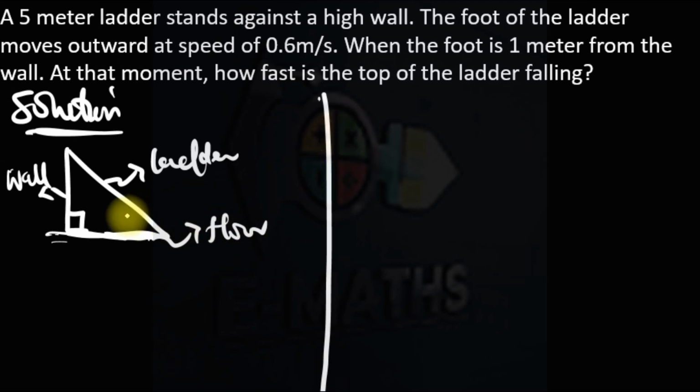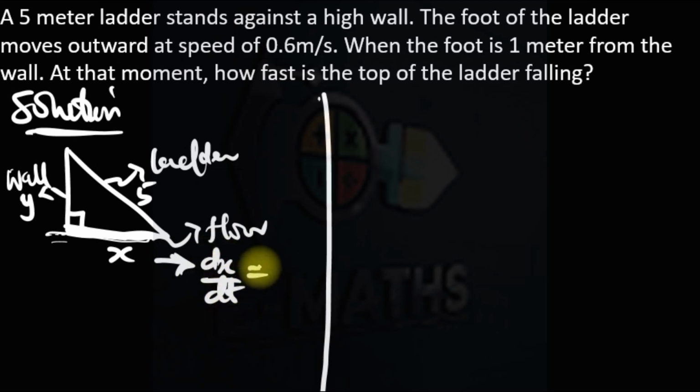So at a particular moment, they give us the length of the ladder, which is 5. We don't know the length of this floor, so let's call it X. And we don't know the length of the wall, let's call it Y. But they gave us that the foot of the ladder is moving outward at the rate of, so this is moving at dx over dt. That's the rate, which is 0.6.